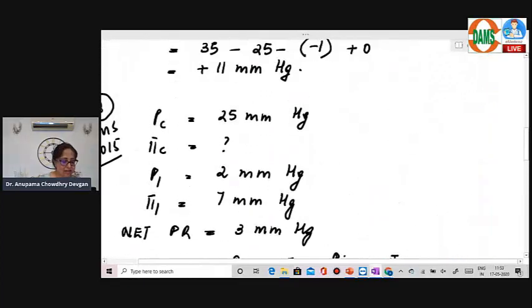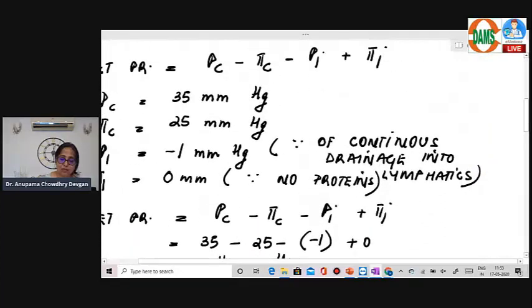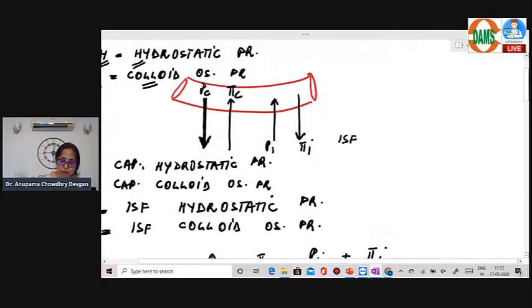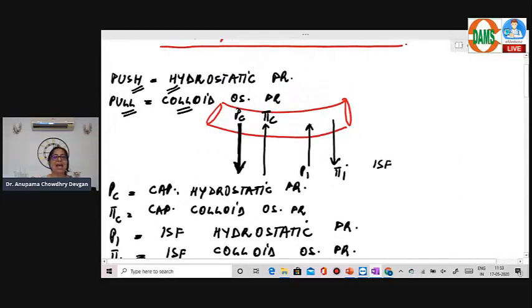So this is your Starling's forces. Just a quick revision. Starling's forces, please remember, there is a push force, which is the hydrostatic force, and a pull force. Hydrostatic force is pressure due to a column of liquid. Capillary hydrostatic pressure will push the fluid from the capillary into the interstitial space. Interstitial fluid hydrostatic pressure will push the fluid from the interstitium to the capillary. So this is the push force.